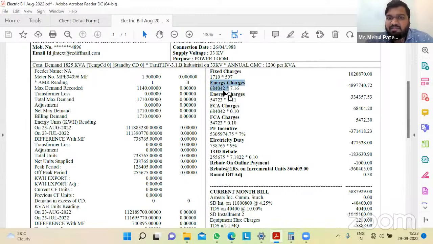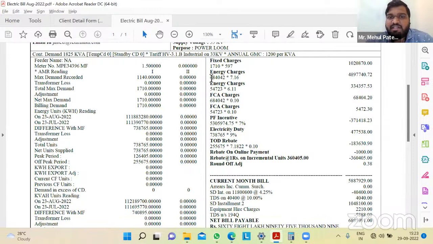What is the energy consumption? The energy consumption over here is 684042 and 54723. These are the two energy consumption divisions. I was suggesting night time we are not going to consider; we are going to consider 684042 as the total energy consumption for this particular customer.